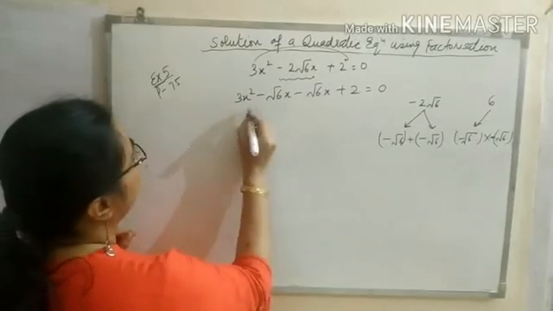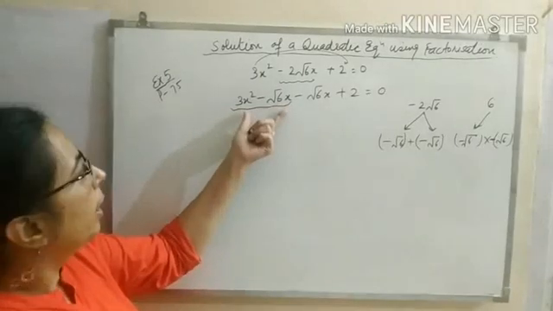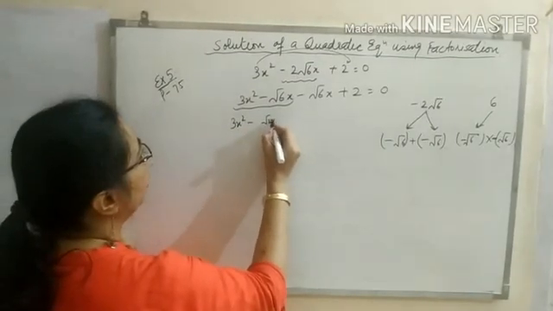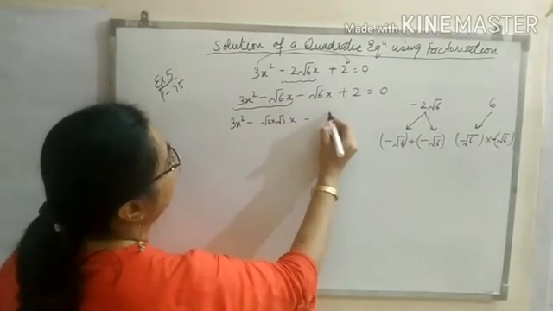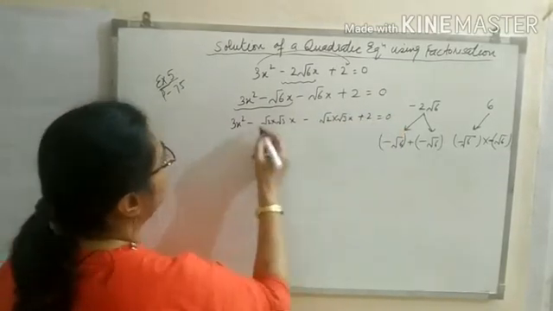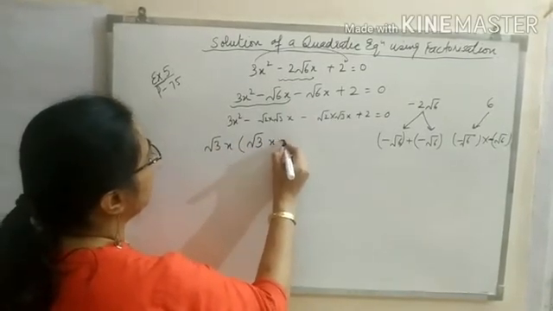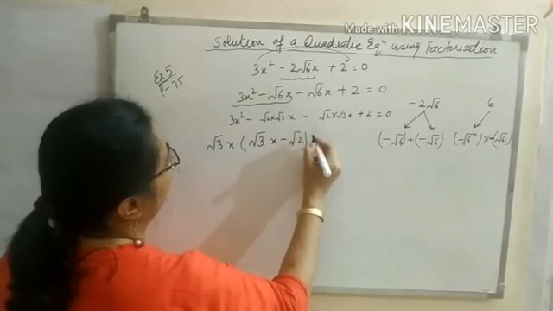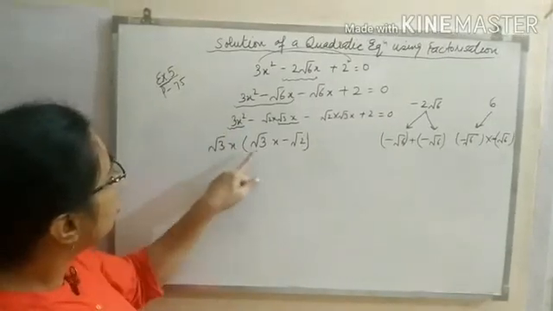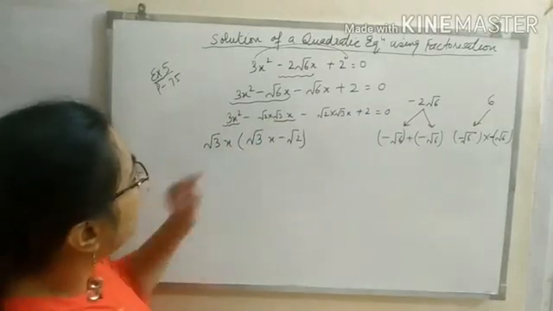Taking common, what can you take common now? Sometimes you see that there is nothing common in it. But no, it is not like this. You can see, I can write it as 3x square minus root 2 into root 3 x. And here I can again write minus root 2 into root 3 x plus 2 equal to 0. So what can I take common? Root 3 x will be common. I am left with root 3 x minus root 2. From here root 3 x is common, and I am left with minus root 2.